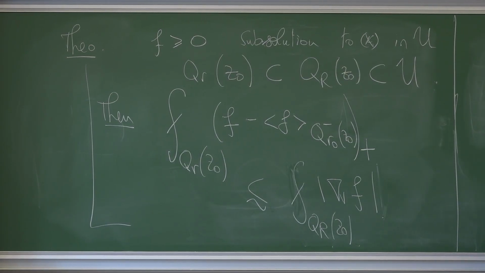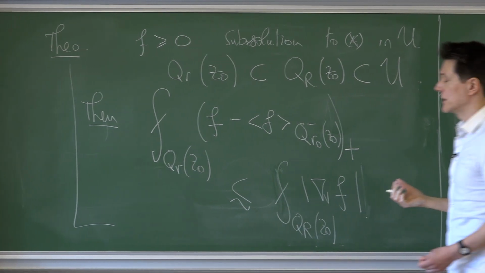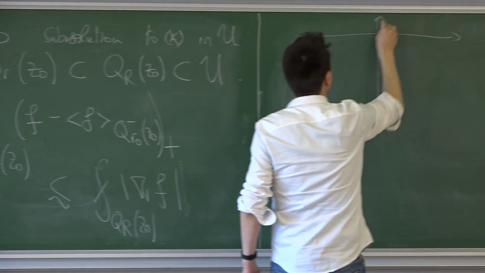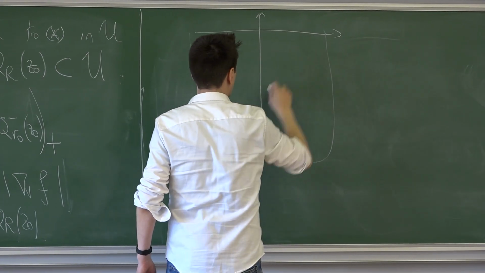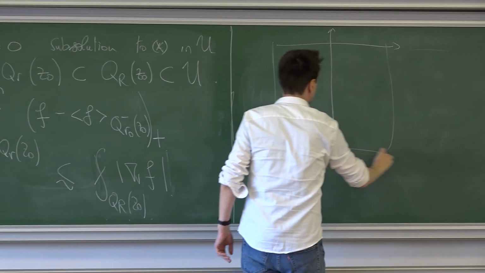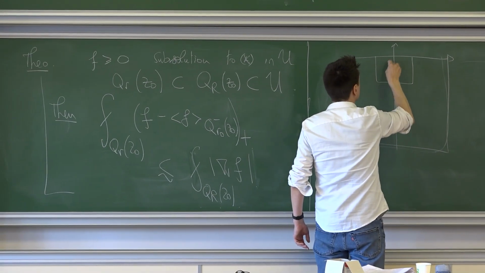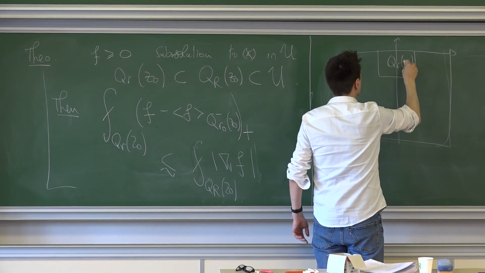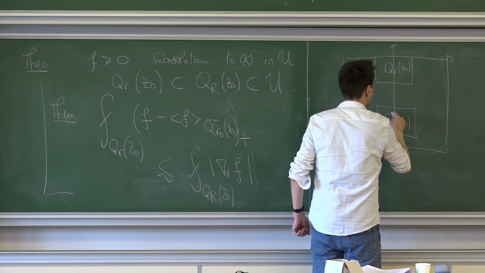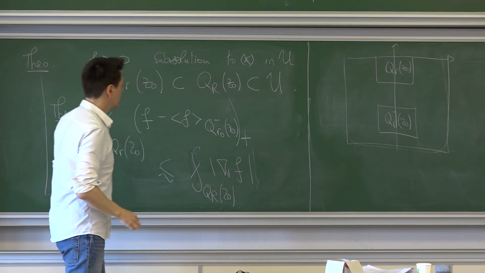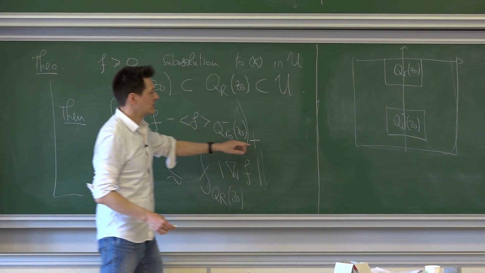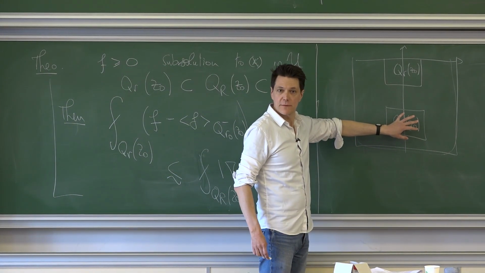So you see, it is a way to measure oscillation in a very weak form. You're saying that, so you have a large domain in which your solution is defined, and then I work here, and here this is my Q_R(z0), and then I have another cube here, Q_R(z0) minus. Okay, so I'm saying that f cannot be too much above the average it had here.